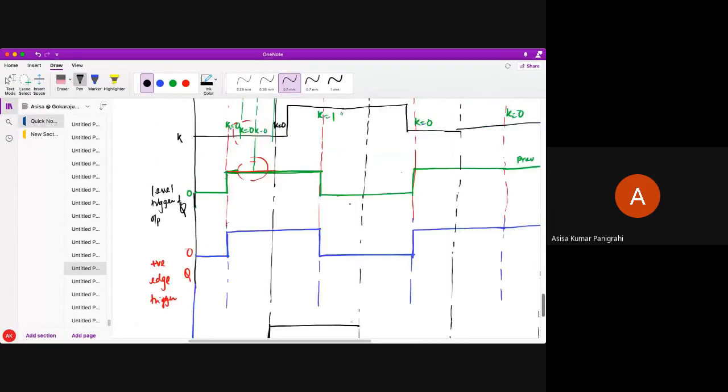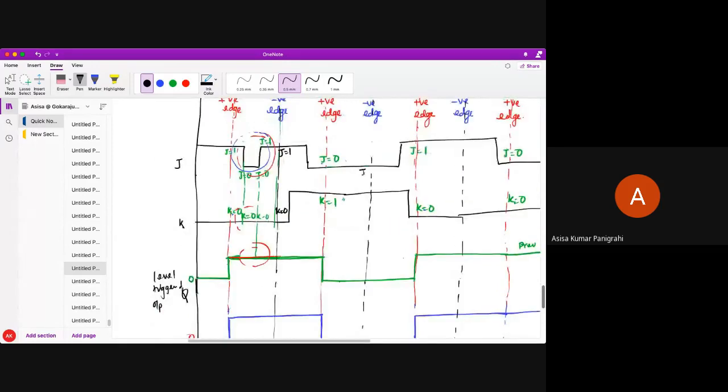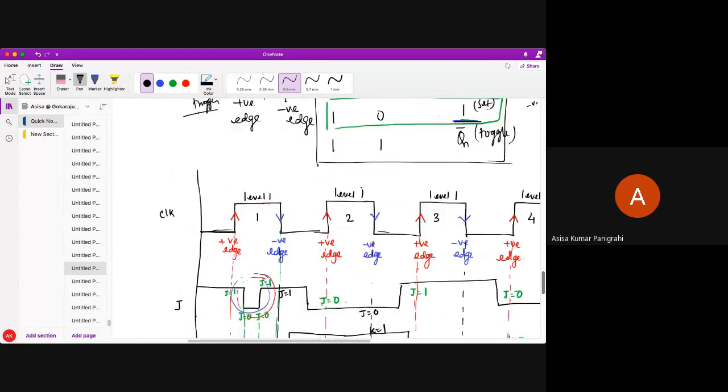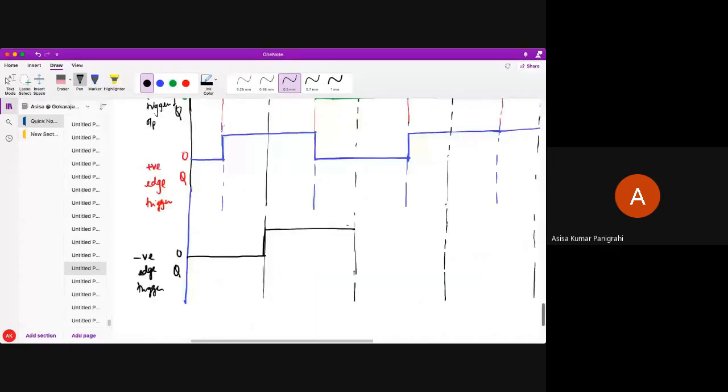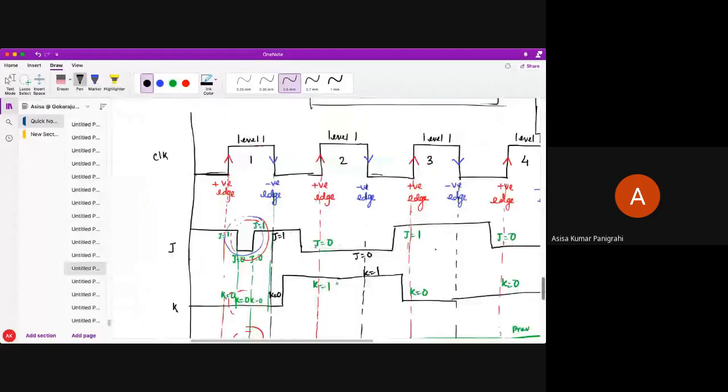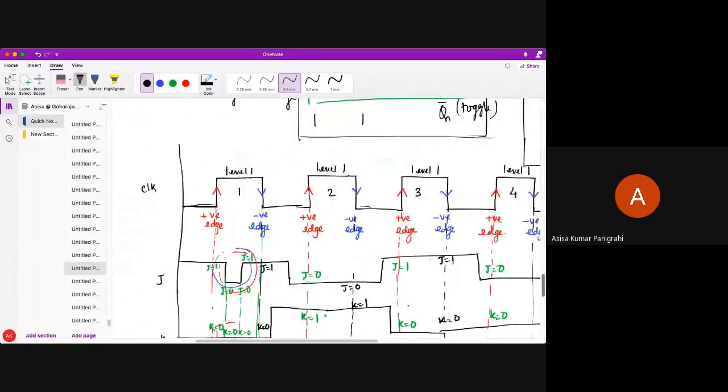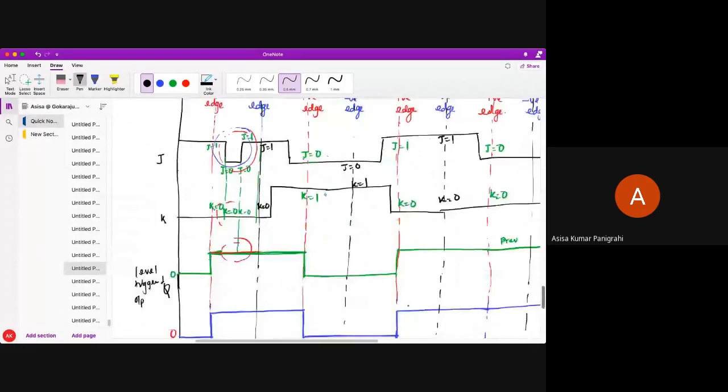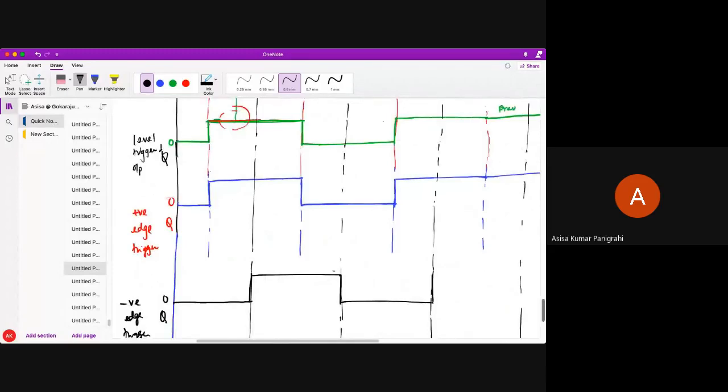In the next negative edge, it will check what my J is. J is 0, K is 1. If J is 0, K is 1, what will happen? It will just reset, and it will continue up to the next negative edge. In the next negative edge, it is going to check: J is 1, K is 0. So what will it do? J is 1, K is 0, it will just set, and it will continue up to the next negative edge.